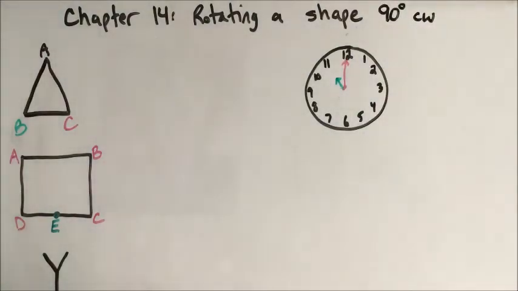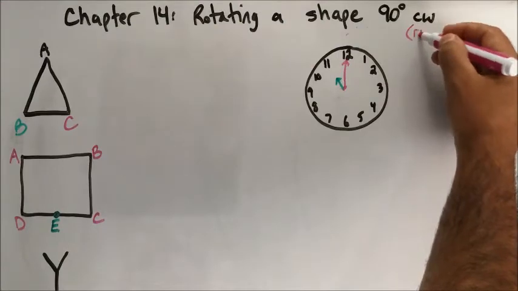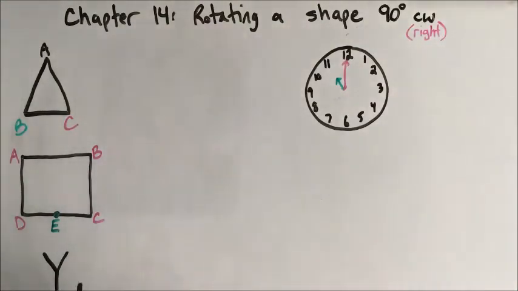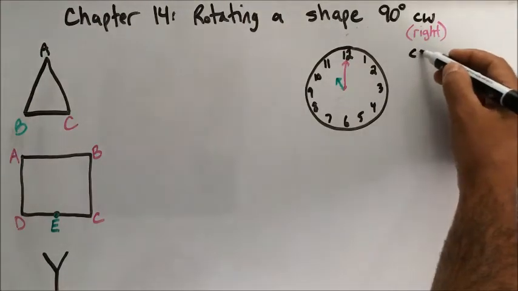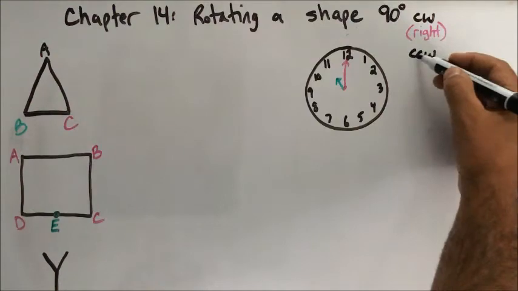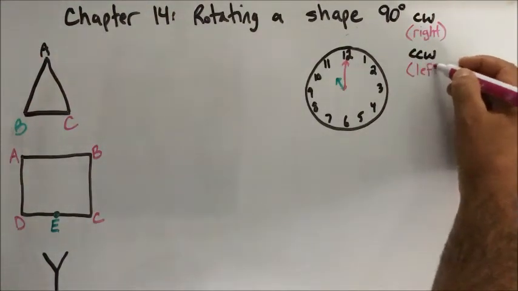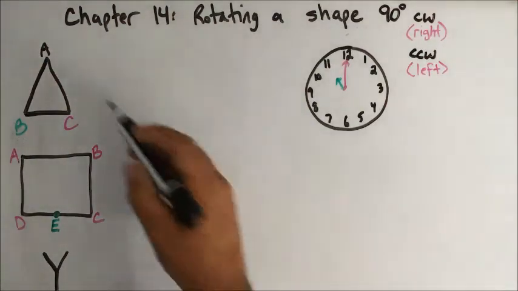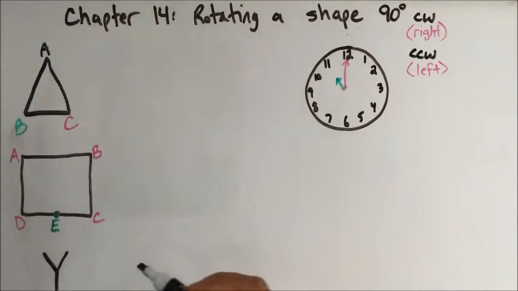clockwise. So remember, clockwise means you're rotating to the right. Okay, so clockwise means right. And if it was counterclockwise, which is labeled as CCW, counterclockwise, then you are rotating left. So if I was going to rotate 90 degrees clockwise, I have my A, B, and C in my triangle.